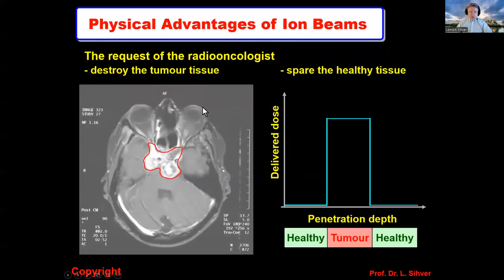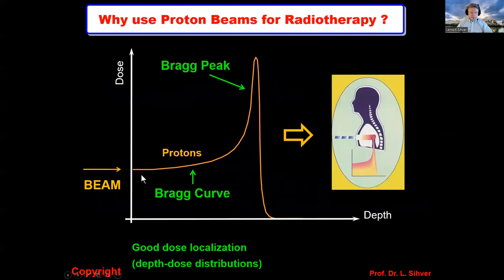Let's go back and see again the physical advantage of ion beams. The request of the radio-oncologist is to destroy the tumor tissue, of course. So you want to spare the healthy tissue and you want to have all cell killing where you have the tumor. So if you look at the delivered dose as a function of penetration depth, you want zero dose where you have the healthy tissue, zero cell killing. And you want all the dose, all the cell killing, in the tumor and no dose to the healthy tissue beyond the tumor. And then we have the advantage of the famous Bragg curve.